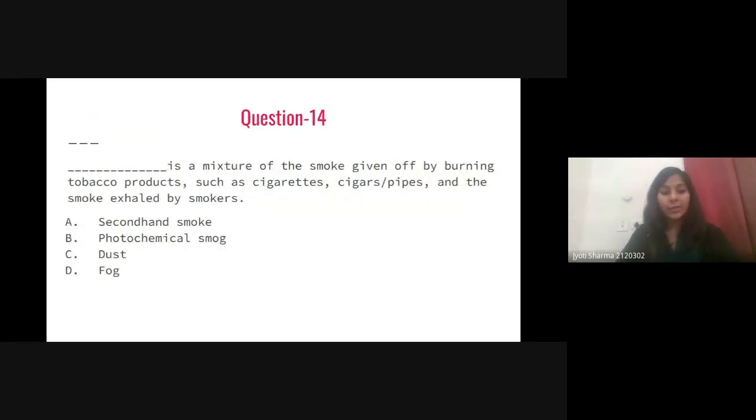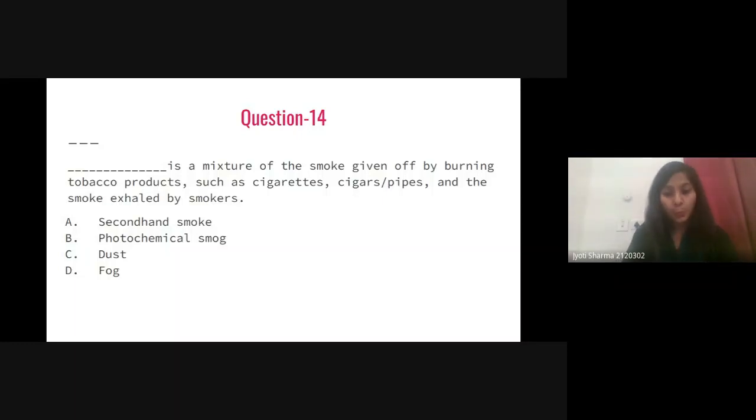Okay, so the question I have is: this is the mixture of smoke given by burning tobacco products such as cigarettes, cigars, and pipes, and the smoke exhaled by smokers. So what is it?